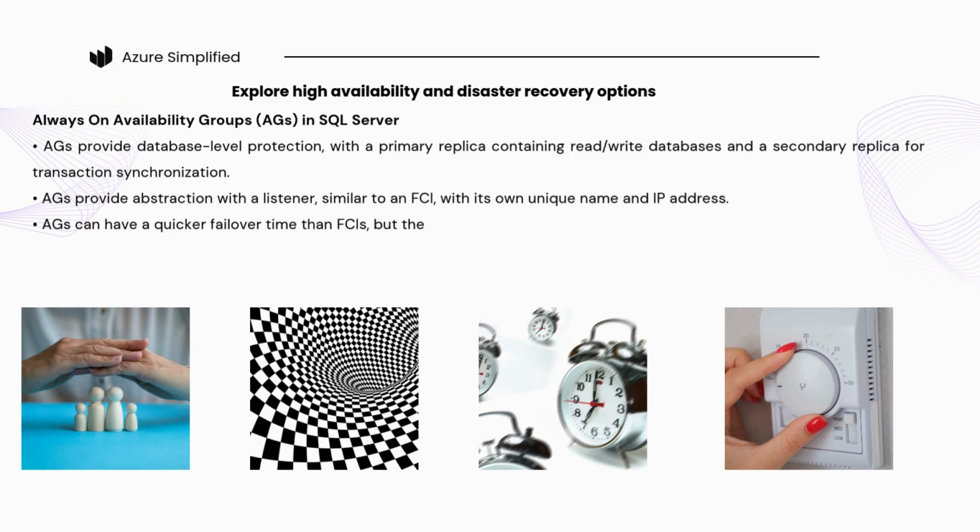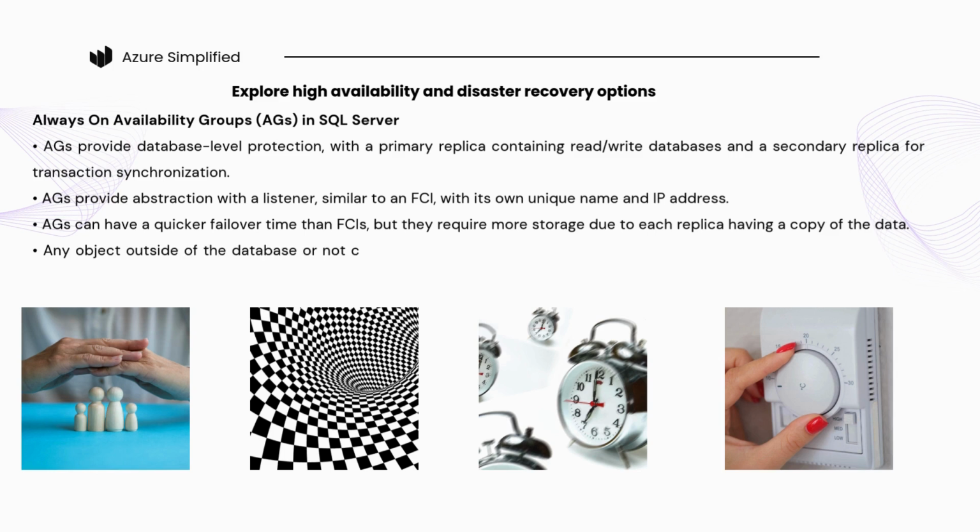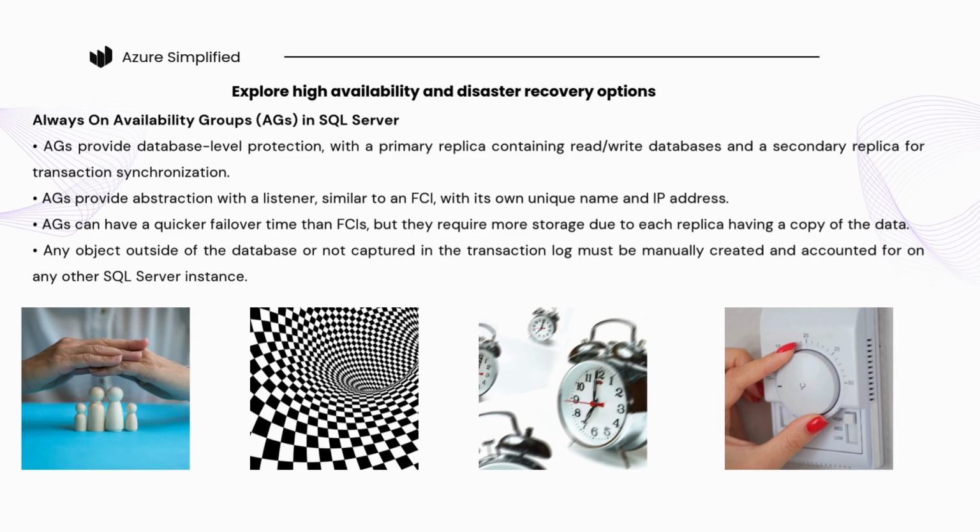AGs can have a quicker failover time than FCIs, but they require more storage due to each replica having a copy of the data. Any object outside of the database or not captured in the transaction log must be manually created and accounted for on any other SQL Server instance.